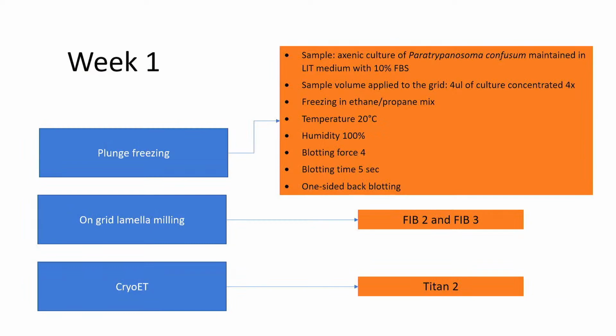So Matthias already gave a spoiler yesterday about what we did, and this is now summarizing all these steps. We plunge-froze the cells. Like he said, we took 5 microliters of concentrated cells and put them on a grid. We plunge-froze these cells, clipped them, put them in the cryo-FIB, made some lamellae, and then we went to the cryo-TEM to do the cryo-ET.